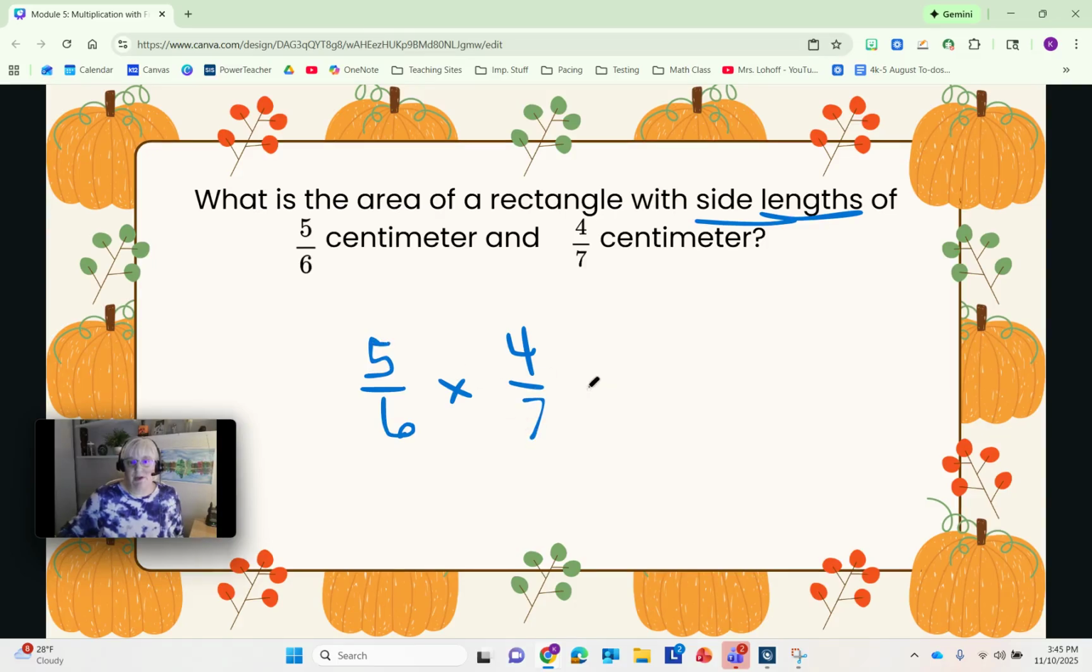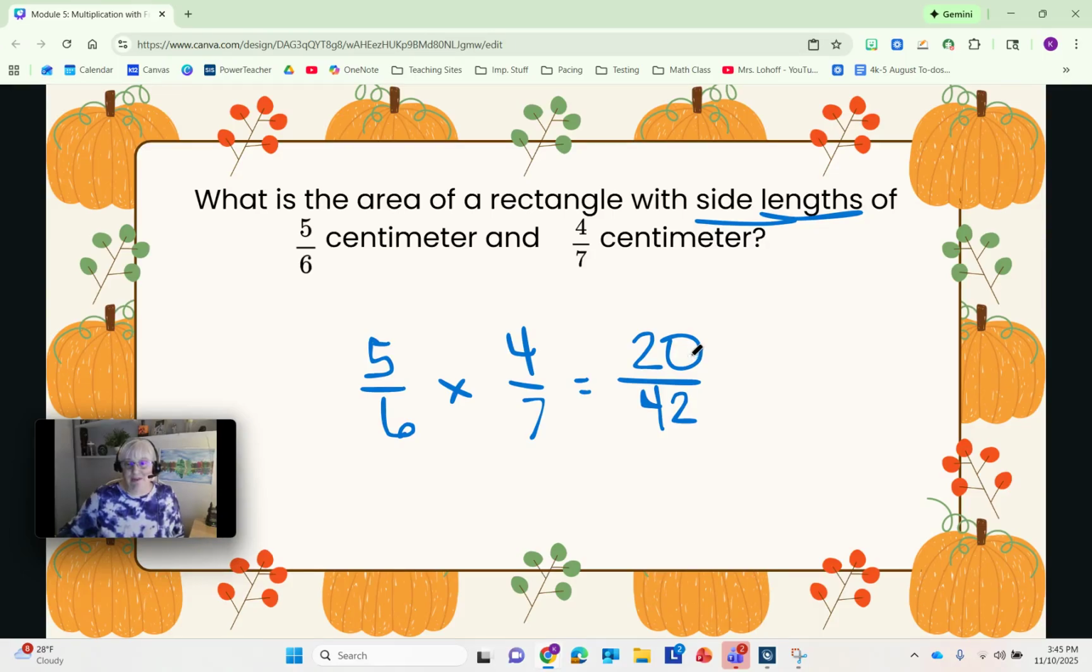The first way I'm going to do it where I don't cross off these numbers because I've found common factors. I'm going to do straight multiplication. So 5 times 4 is 20. 6 times 7 is 42. All right, am I done? Nope. You've got to think about common factors.